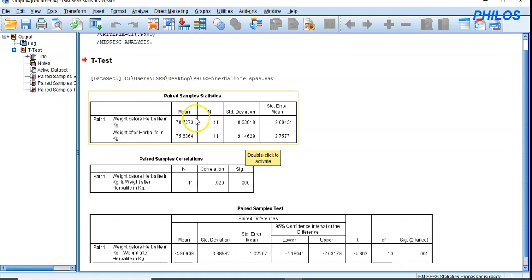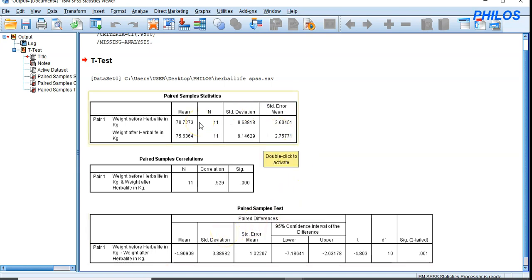Now in the output we will have 3 tables. The first table is the paired samples statistics. And then the second table is the paired samples correlations. And then the third one is the paired samples test. But in this particular video, I'm going to focus on the first table and then the third table.